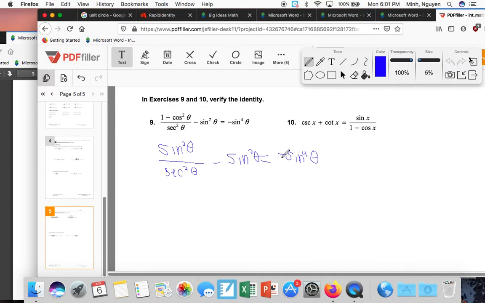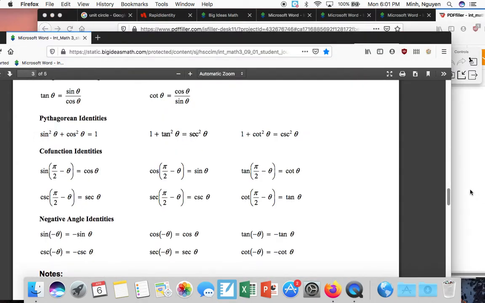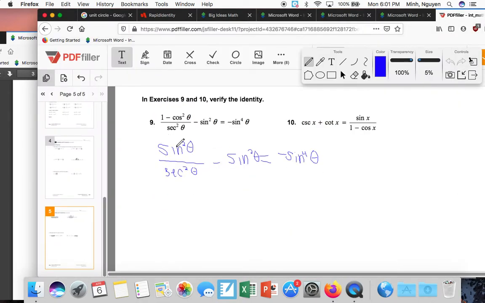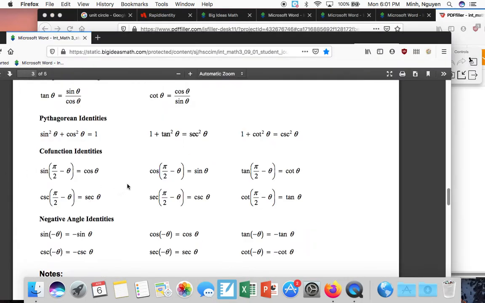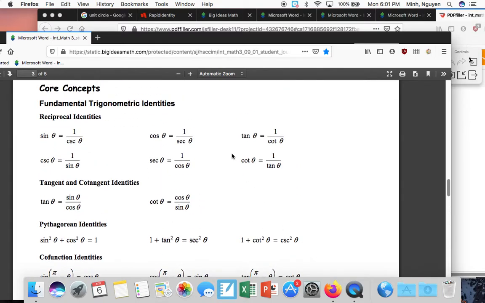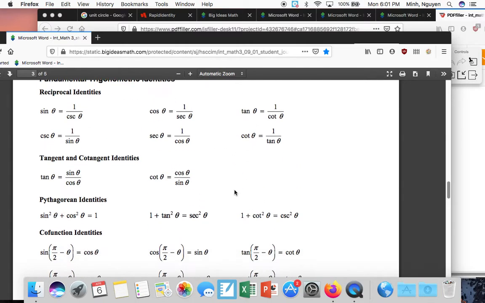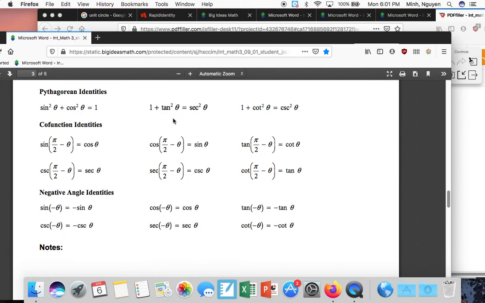Okay, so I have sine over secant, sine squared over secant squared minus sine squared equals negative sine fourth. So, let's see. Is there anything related sine and secant? If we look here, sine and secant.